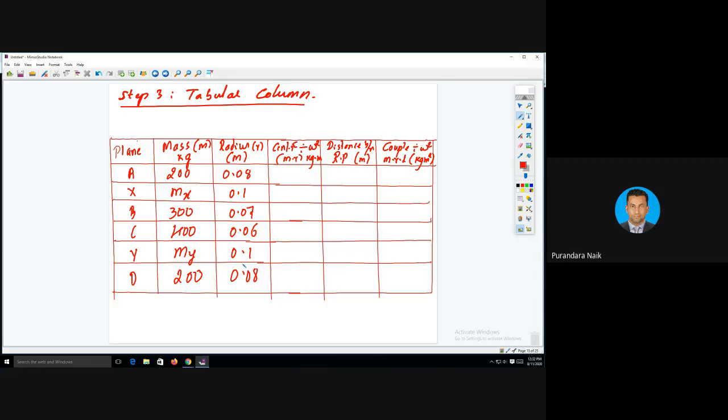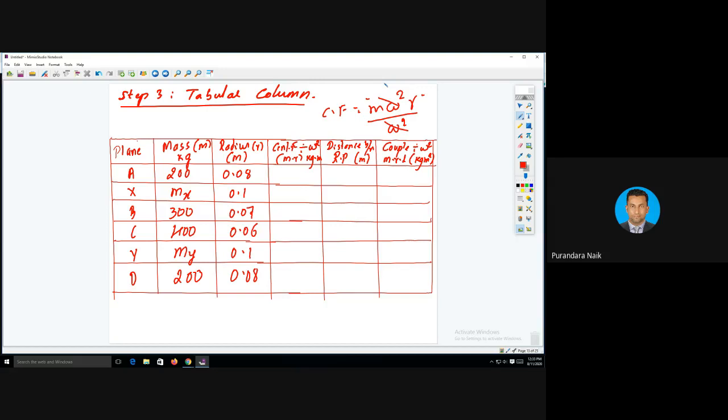The next one is centrifugal force divided by omega square. What is centrifugal force? Centrifugal force is equal to m into omega square into r. M is there, R is there, but omega square is unknown. But omega square is common for all the masses. That's why you divide by omega square. This omega square will get cancelled and we will have R and M.